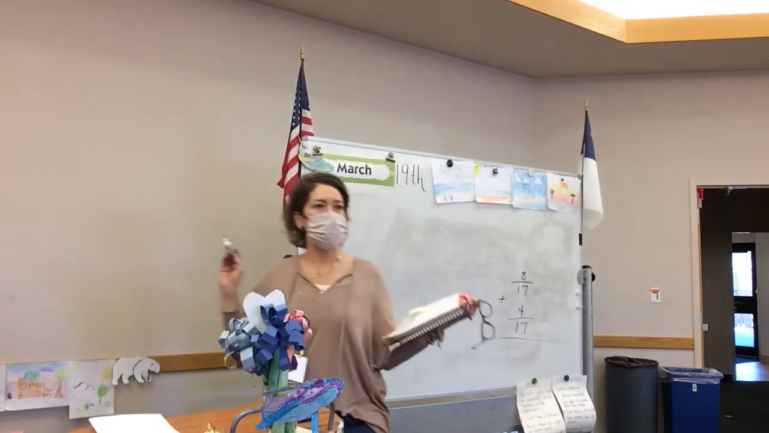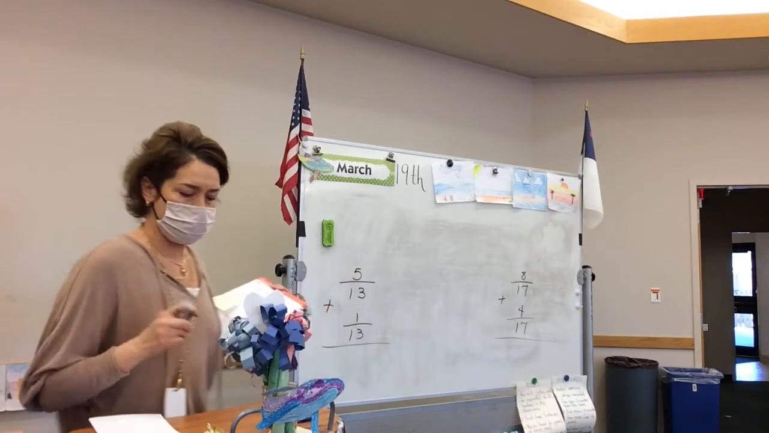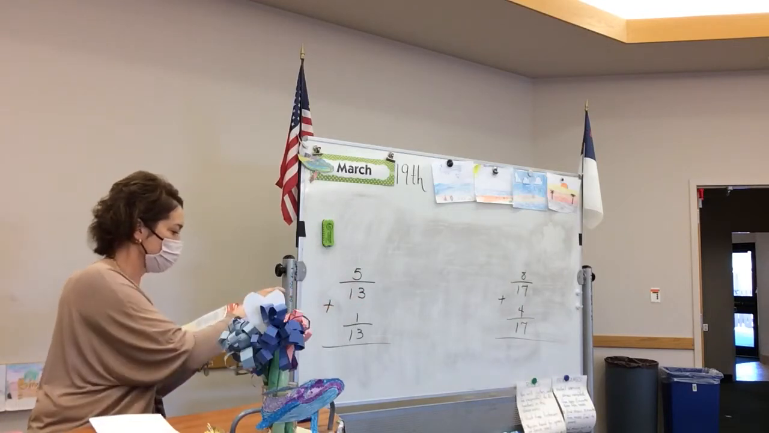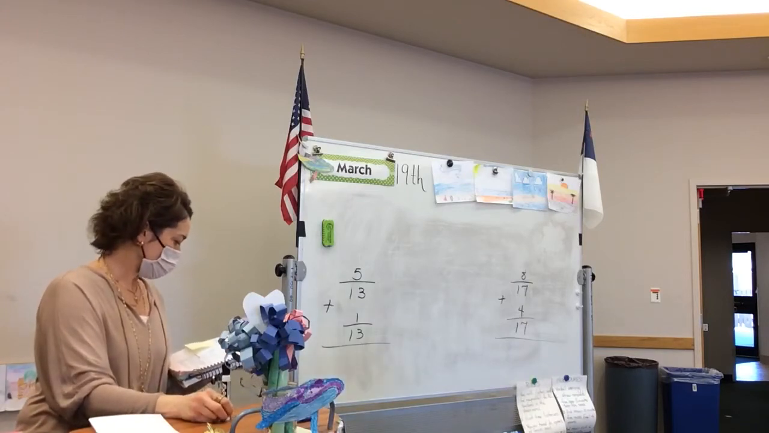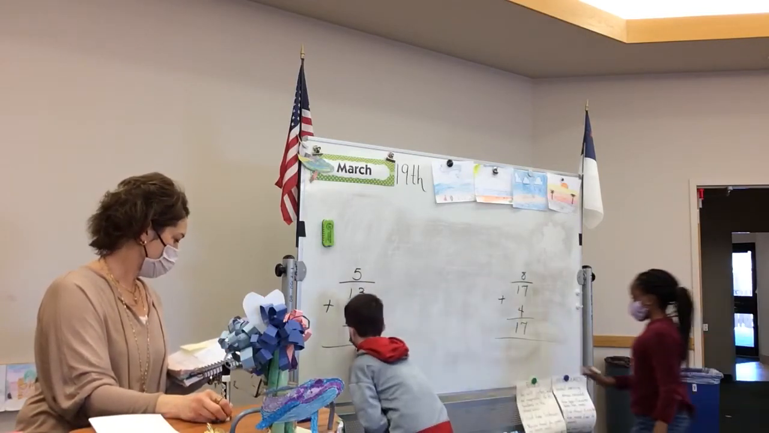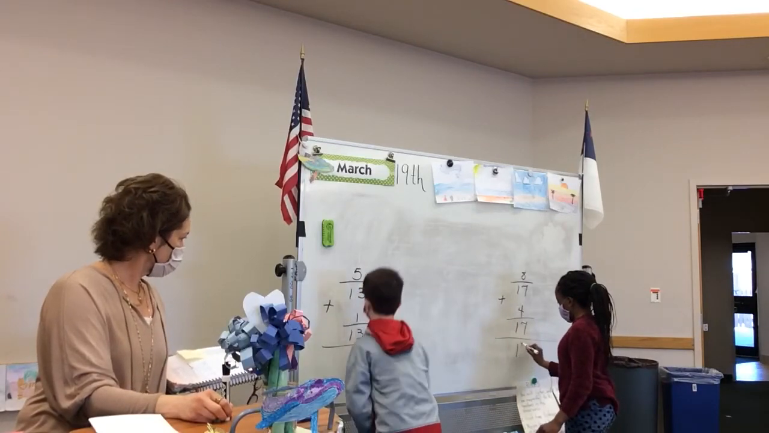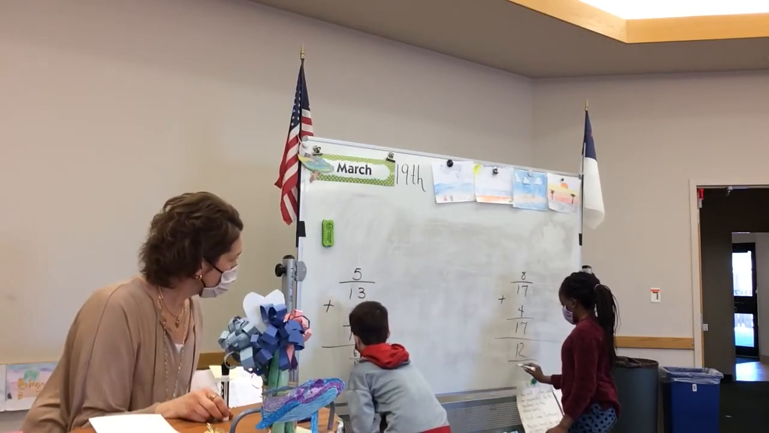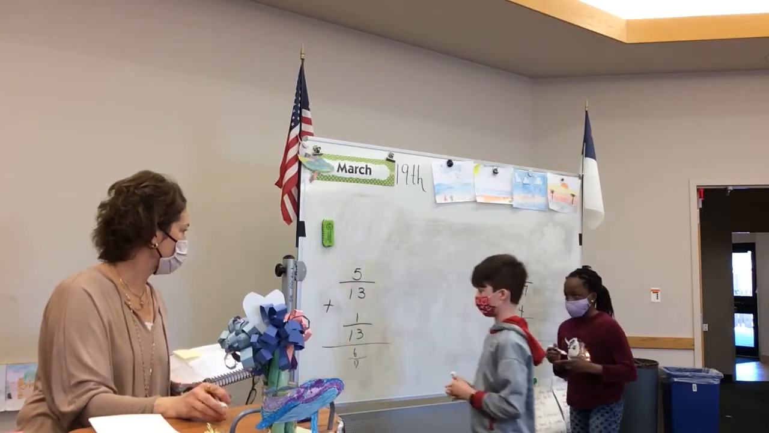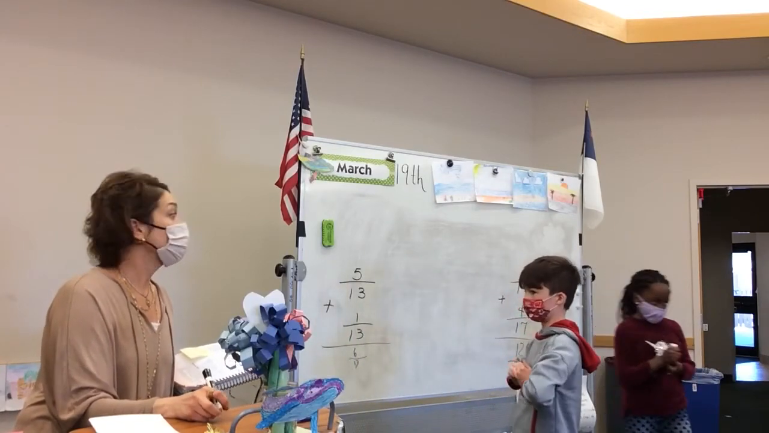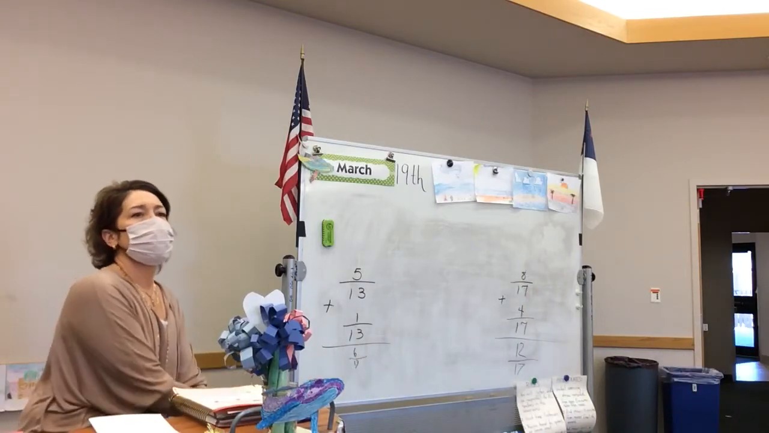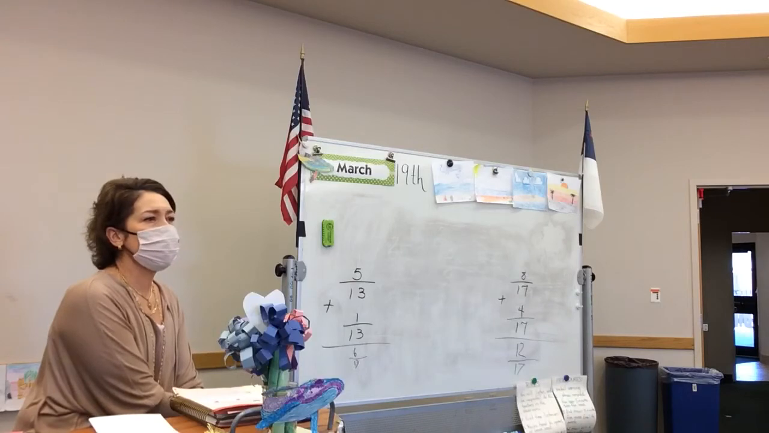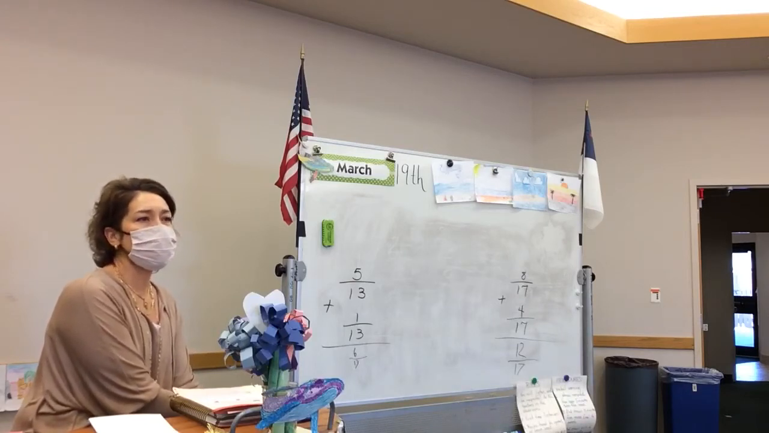All right. James and Toby. Good. What is your fraction, James? 6/13. Very good. And Toby, what is yours? 12/17. Very good. All right. Before we move on, do you all understand? Yeah. What do you add? The numerator or the denominator?